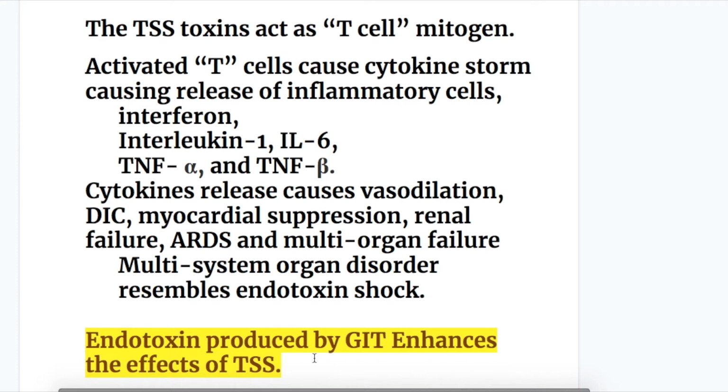Toxic shock syndrome toxins act as T cell mitogen. Activated T cells cause cytokine storm, causing the release of inflammatory cells and interferon, interleukin 1 and interleukin 6 and TNF alpha, tumor necrosis factor alpha and TNF beta. Cytokine release causes vasodilation, disseminated intravascular coagulation, myocardial suppression, renal failure, acute respiratory distress syndrome, and multi-organ failure. The multi-system organ disorder resembles endotoxin shock.